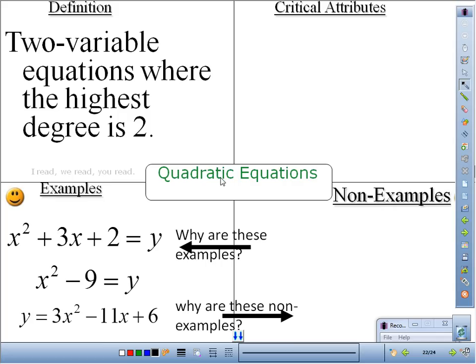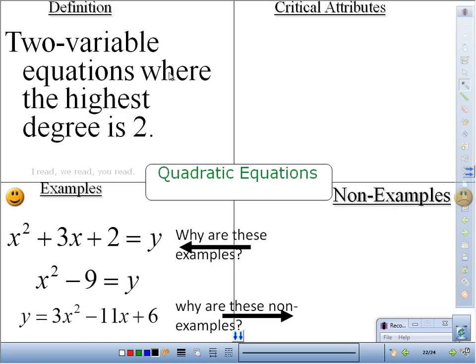Okay, pens down really quick. You'll finish copying right now. I just need your attention so I can connect the definition with the example. The definition says two variable equations. Let's see. Is this an equation with two different variables? How about this one? How about this one?